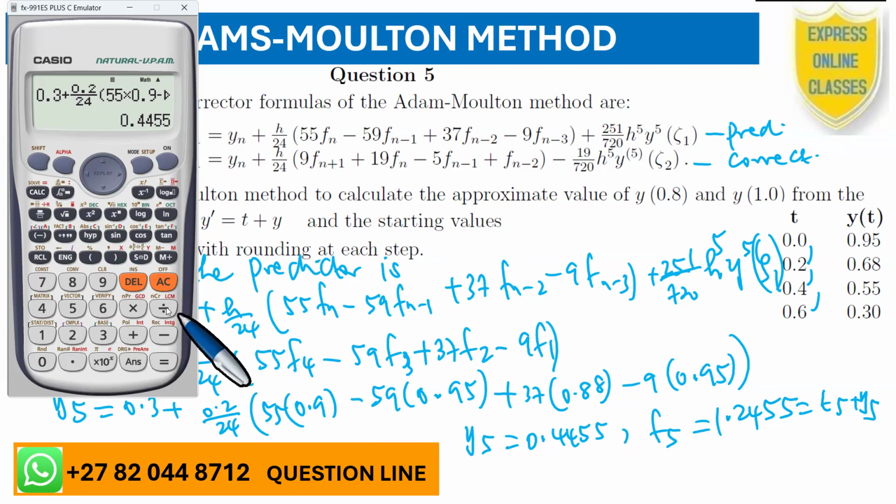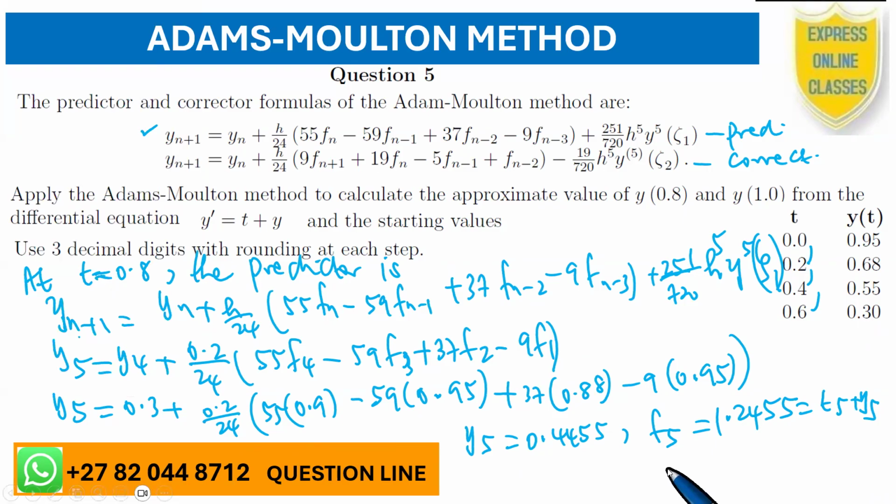And then obviously you take this one, you add t. According to this, the first derivative is t plus y. So you're going to add the t and the y. For the y5, it's going to be t5 and y5. T5 is after T1, T2, T3, T4, so it's plus 0.2, which is 0.8. So you add 0.8, which gives 1.2455, exactly the F5 there. We're moving quickly to practice more. This was just the predictor, and let us get the corrector quickly.